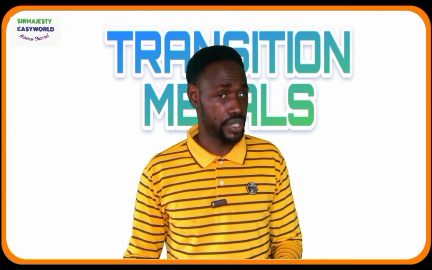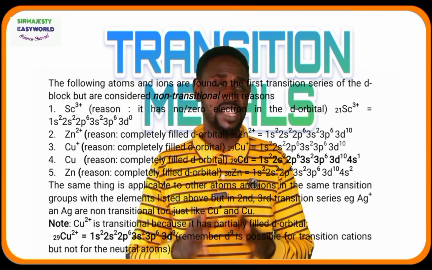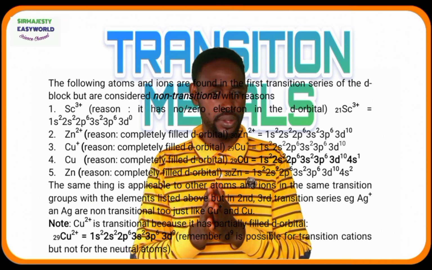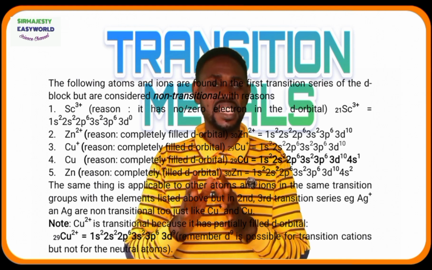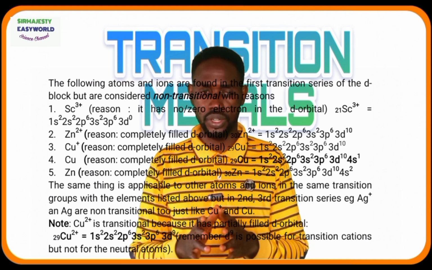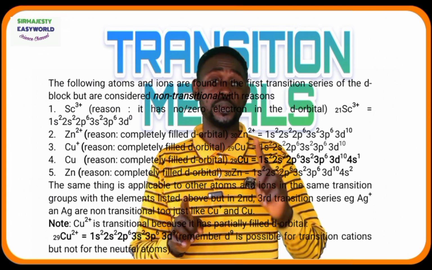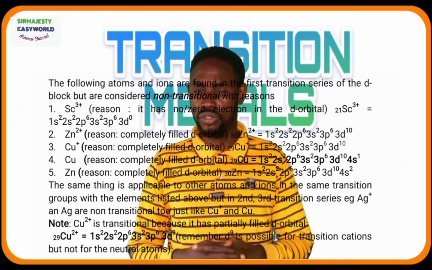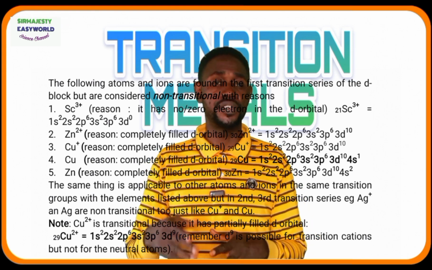The following atoms and ions are found in the first transition series of the d block but are considered non-transitional. With reason, scandium 3 ion is non-transitional. Why? Because it has 0 electron in the d orbital. Another one is zinc 2 ion. It has completely filled d orbital, that's nd10. Then zinc atom is also non-transitional. Then copper 1 ion is also non-transitional because of completely filled d orbital. And again, copper atom is also non-transitional because it also has nd10, that is completely filled d orbitals.